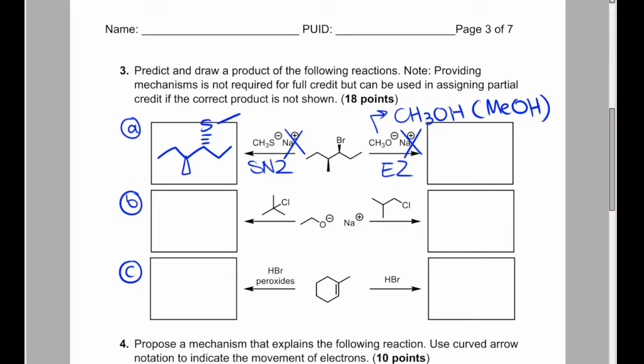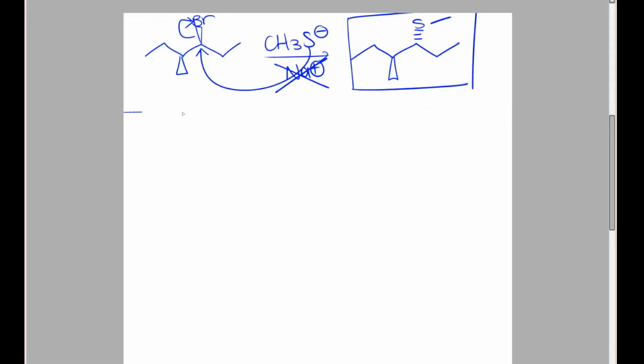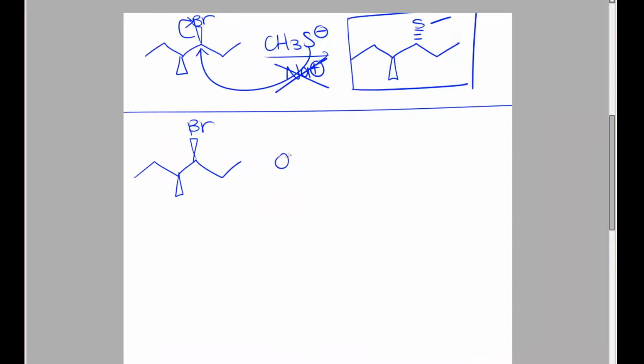And now that we've determined that it's an E2 mechanism, we can go ahead and draw out the mechanism and draw out the product as well. So we're starting off with the same precursor molecule, this alkyl halide with a bromine group. And this time it's an E2 mechanism, so it's still going to be a concerted one-step mechanism. So we're not going to do anything with the leaving group yet. We're going to just first react it with the reagent.